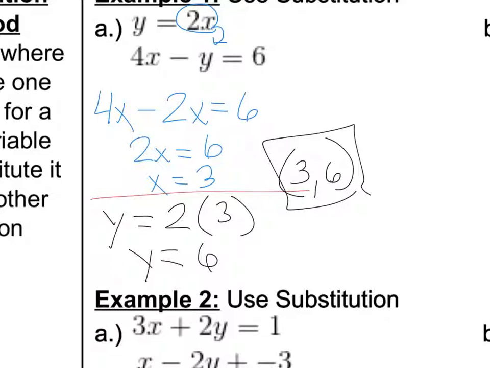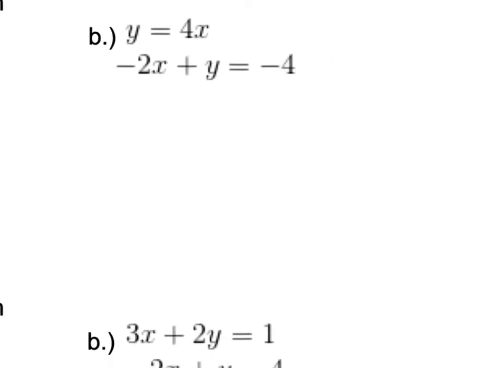You can only deal with one variable at a time. In this case, they set it up real nice for us. Y was already by itself. We were able to plug something in for y. We had the 2x, alright? So that's how we do the first one. We'll slide over here and look at this next one.